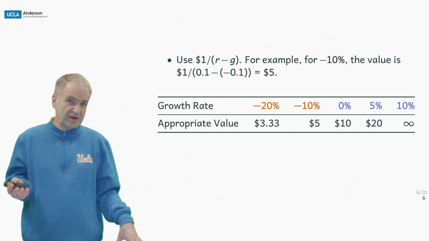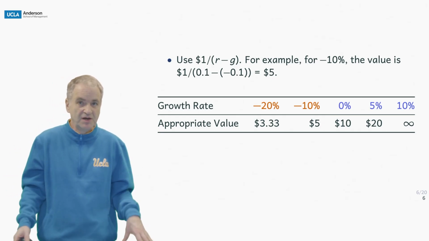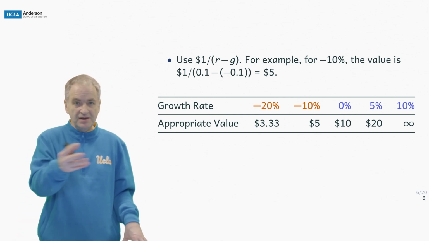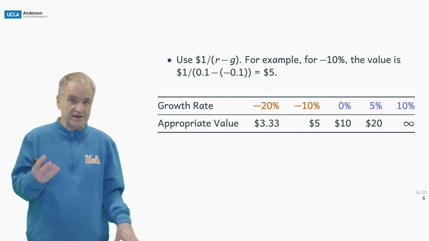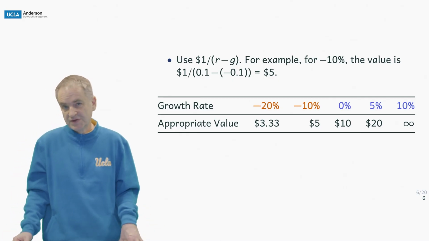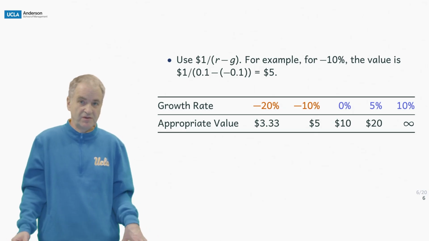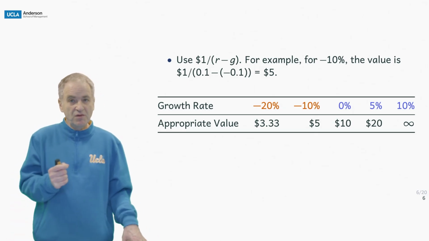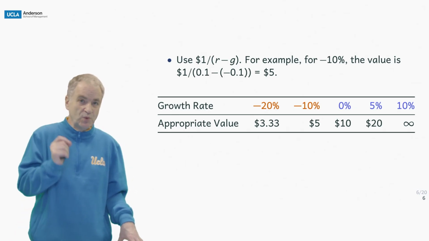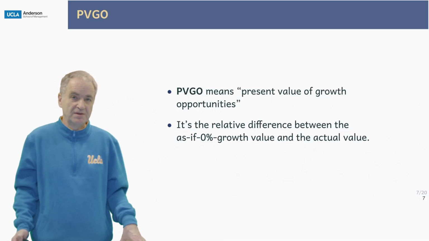So the answer to this question is we're going to use $1 divided by R minus G. For example, for minus 10%, the value is $5. And here is the table. If the growth rate is 0, it's worth $10. If the growth rate is minus 10%, it's worth $5. If it's minus 20%, it's $3.33. If the growth rate were 10%, the value would be infinite because you would be dividing $1 by 0, which means it would be infinite.